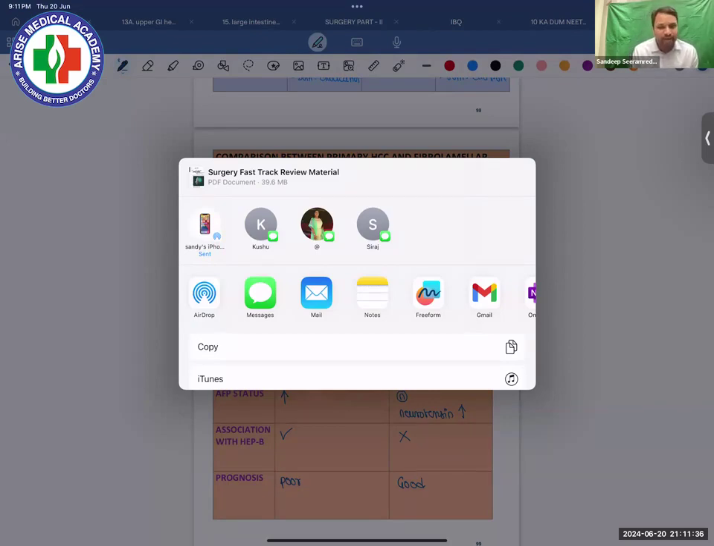Beta, I am telling you, I'll repeat again. This material is more than enough. 100 out of 100 questions of surgery will come from this material.